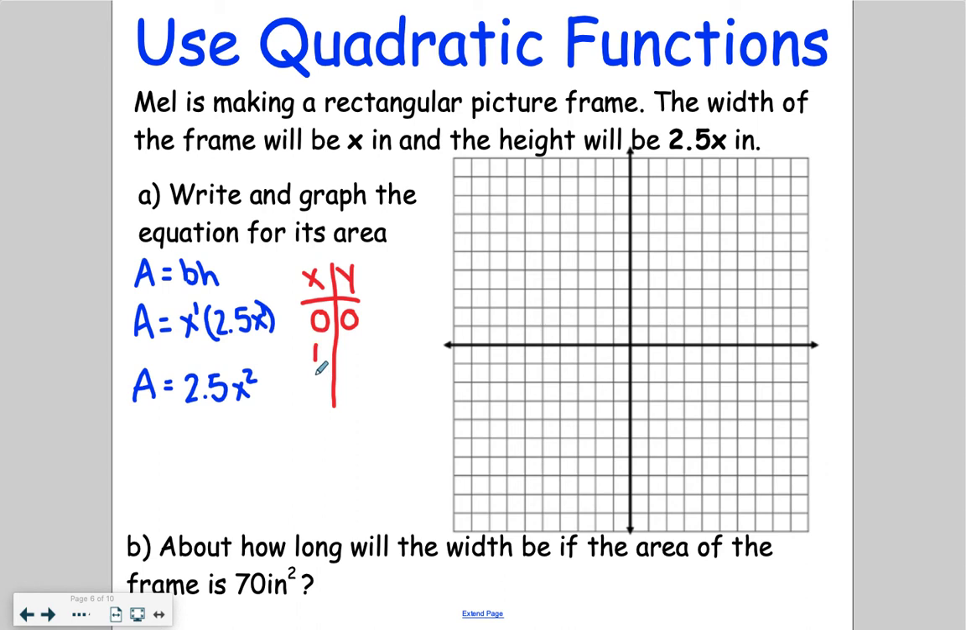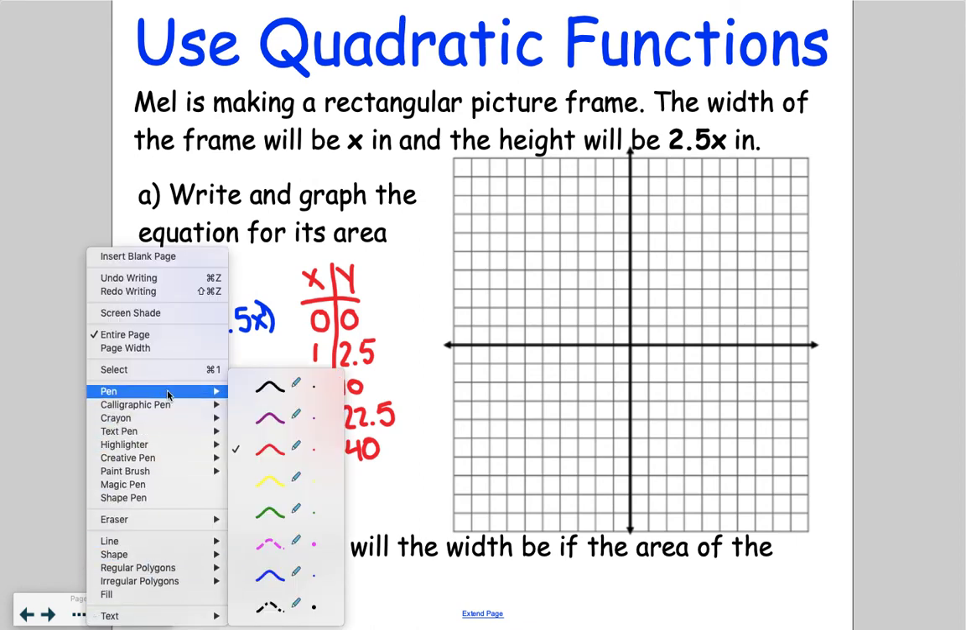Then you need another 4 numbers, so 1, 2, 3, and 4 is what we're going to plug in here. So when I plug in 1, I'm going to get an answer of 2.5. When I plug in 2, I'm going to get an answer of 10. When I plug in 3, I'm going to get an answer of 22.5. And when I plug in 4, I'm going to get an answer of 40. So those are the answers I get when I plug in.